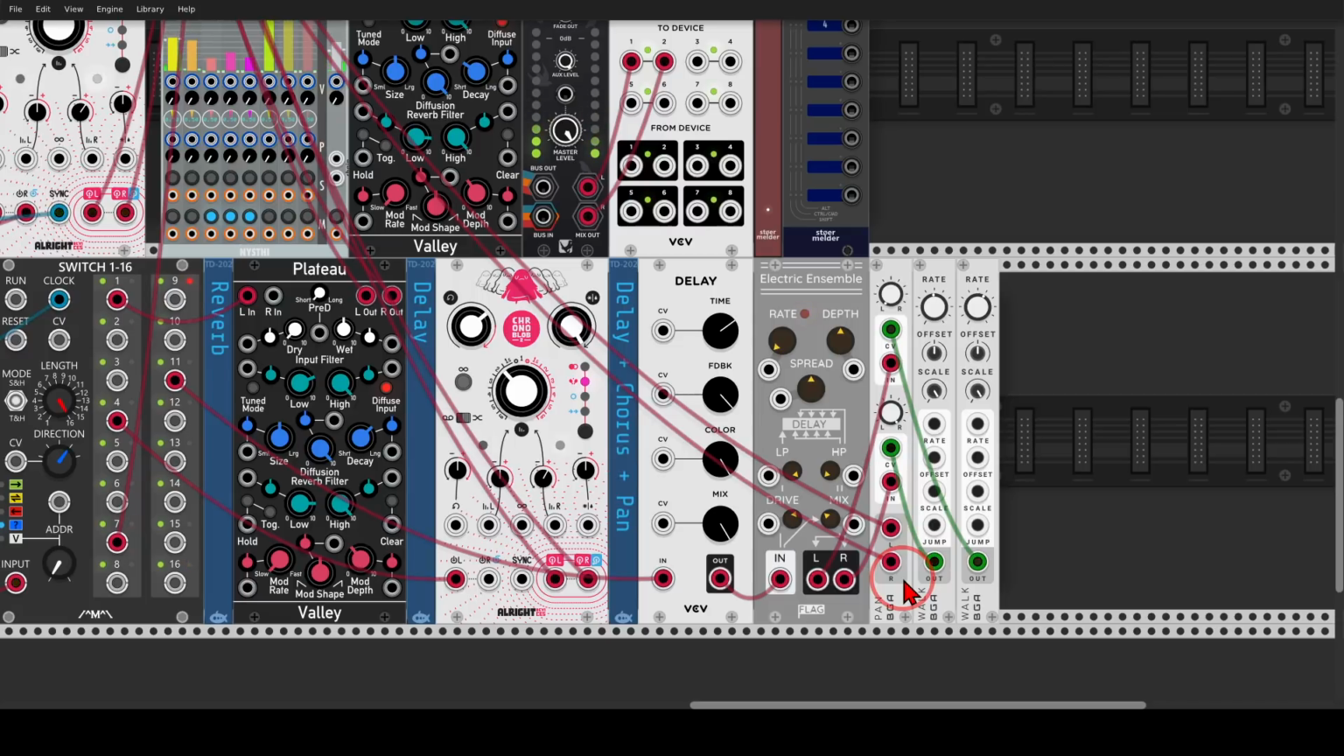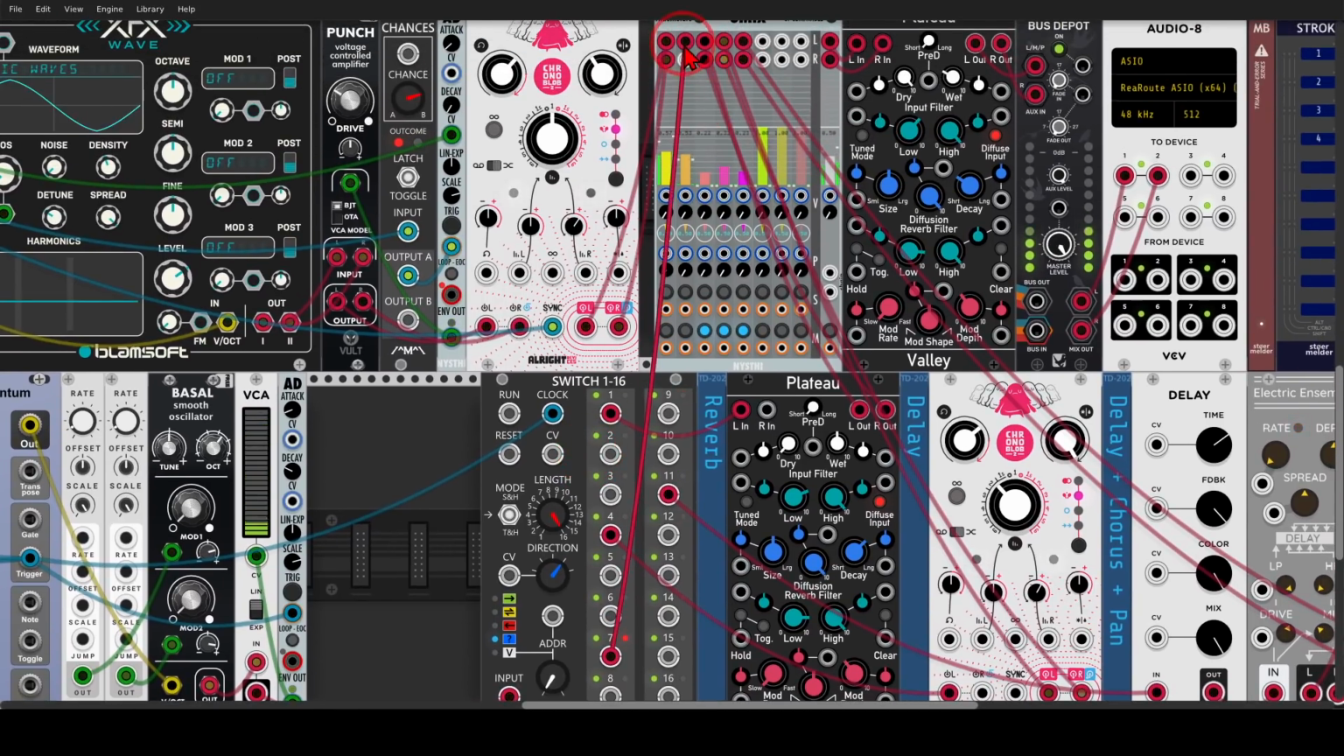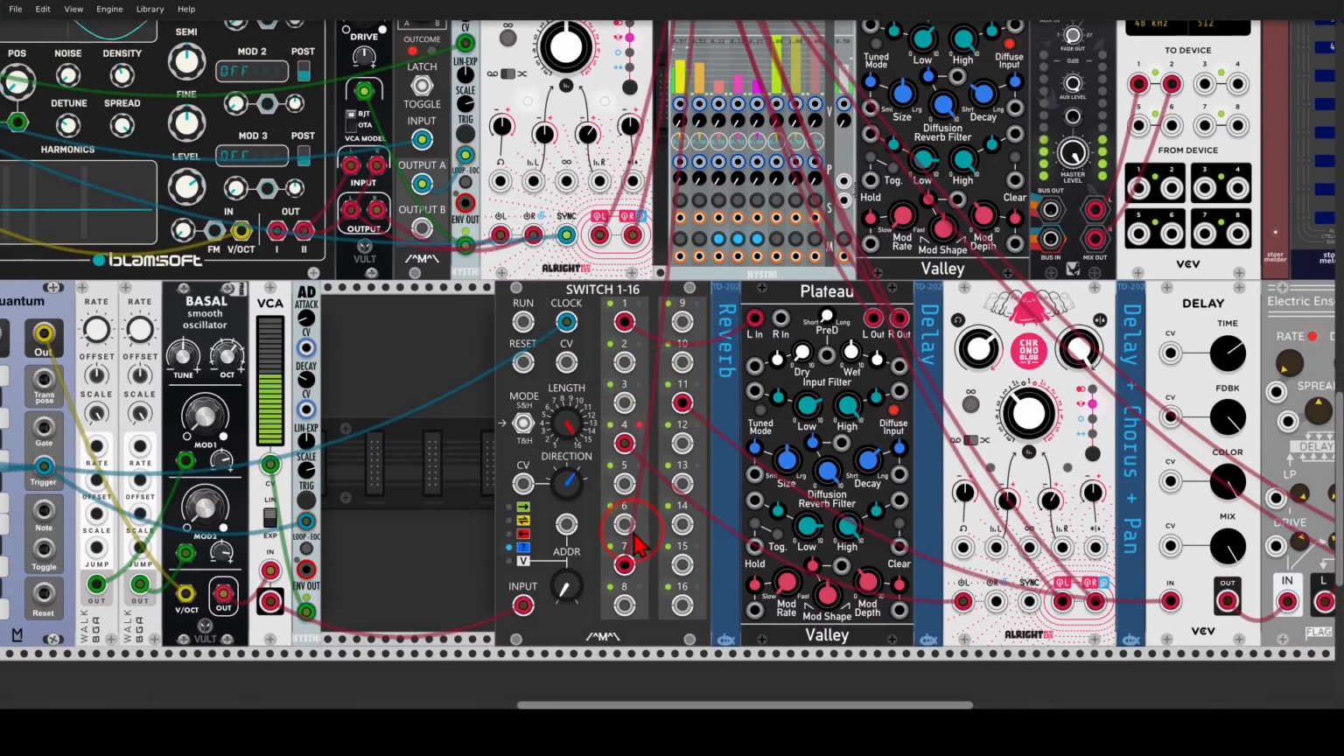And again, the switch is running randomly. You can see it's here jumping between the different steps. So there's a chance that this voice will go directly to the mixer, just like we're having it now. If it's landing on step 7, there's a chance that it will go to the reverb. If it's landing on step 1, there's a chance that it will go to the delay. If it's landing on step 4, there's a chance that it will go to the delay and chorus and panning. If it lands on step 11, I will unmute those channels.